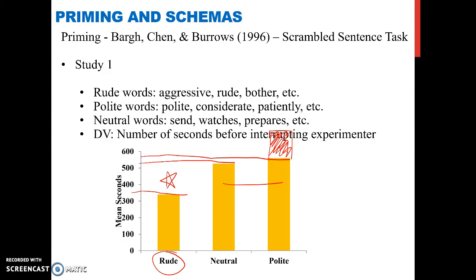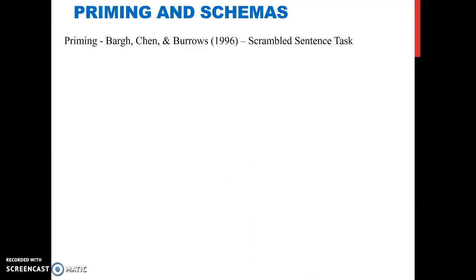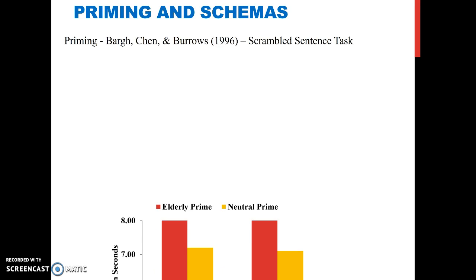Now, in a second study, they did the same type of task, but they wanted to basically show this effect again. They wanted to show that the priming effects they found weren't just a fluke. So they actually did two other studies. This is study 2A and study 2B. It was the same study. They just wanted to replicate it. So it was just called study 2.